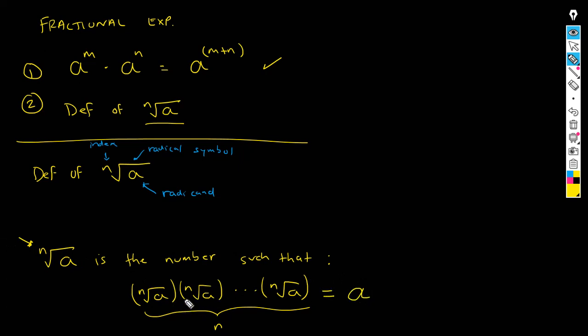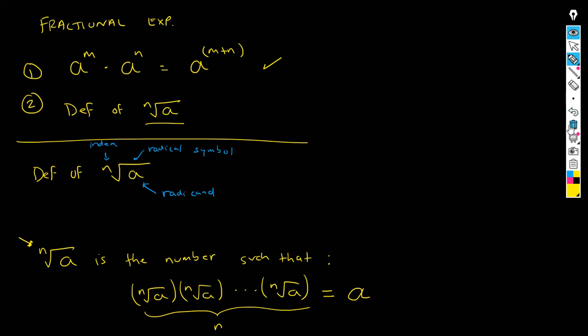That is a definition. Again, the nth root of a is a number with the specific property that when you multiply it by itself n times, you get a. That is a definition. There is nothing to understand about this. It's just a definition.